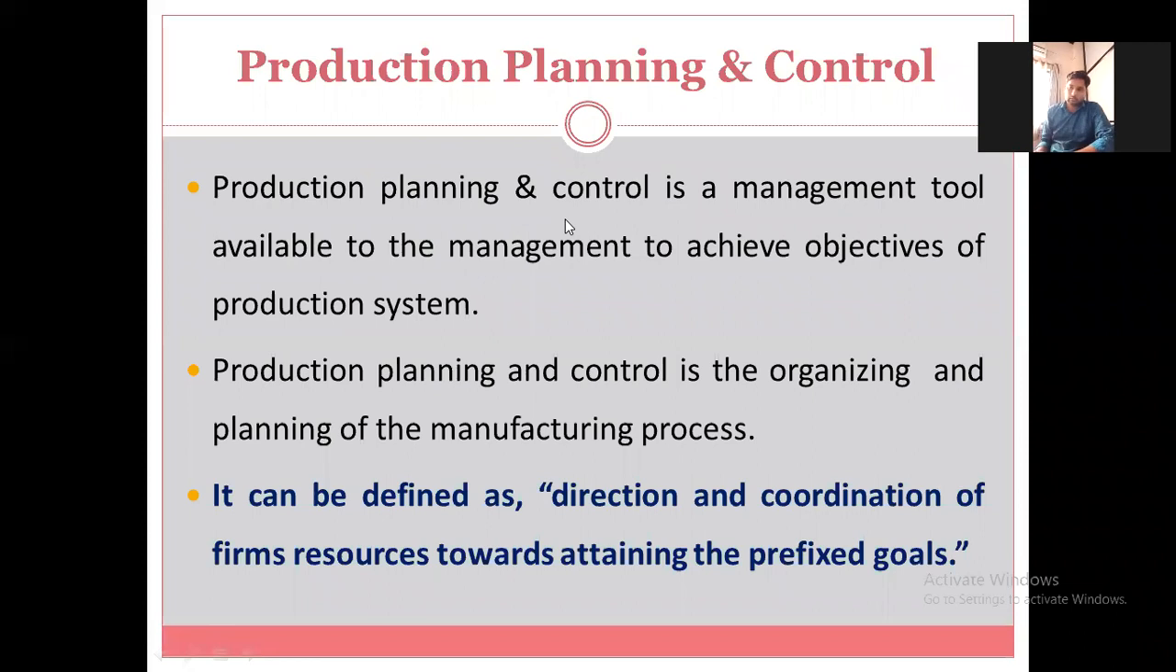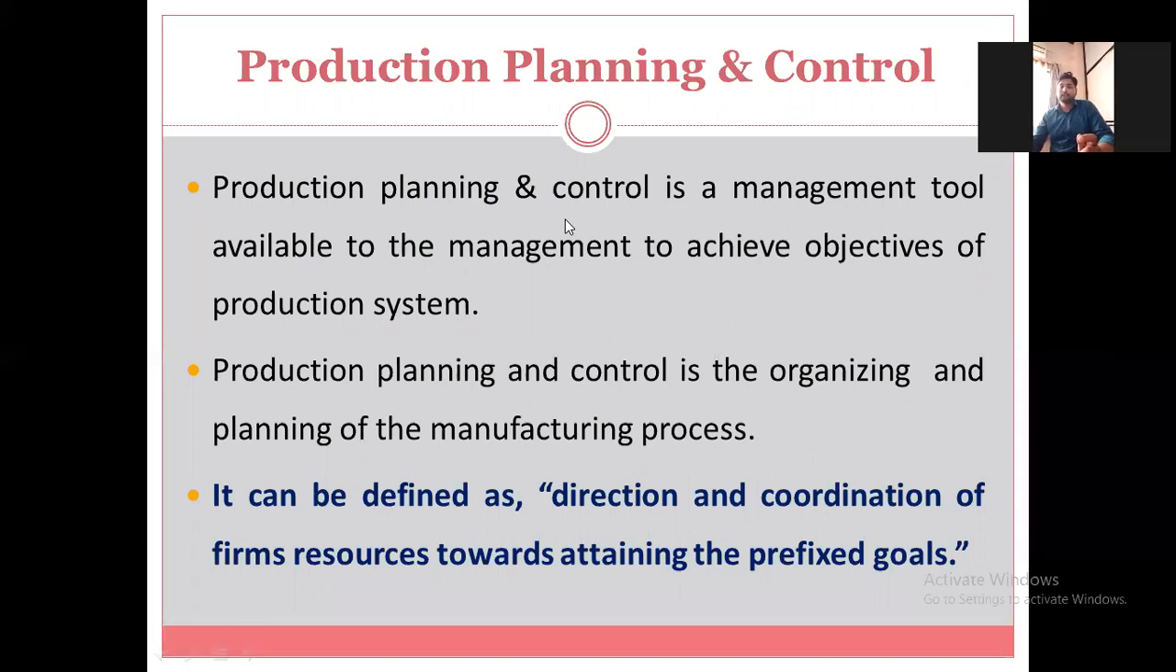Production planning means you have to plan for the production. Then what is the meaning of production control in the organization? You have to control the production. So this is the general meaning of production planning and control. First of all, you have to plan for the production, and then you should have control on the production system, that is, whatever you have planned, whether you are achieving that or not.